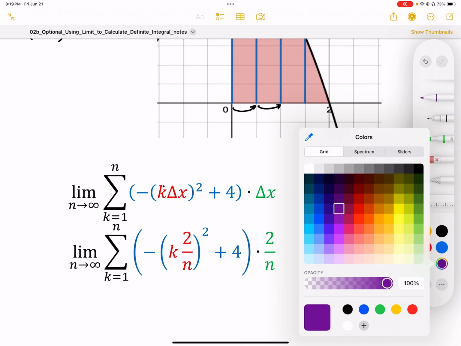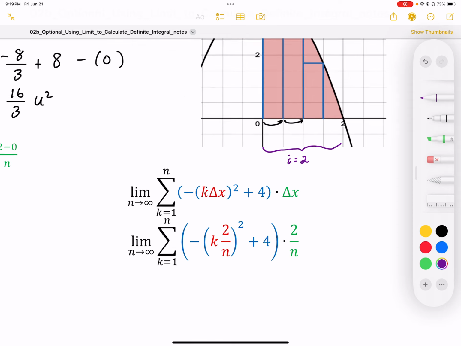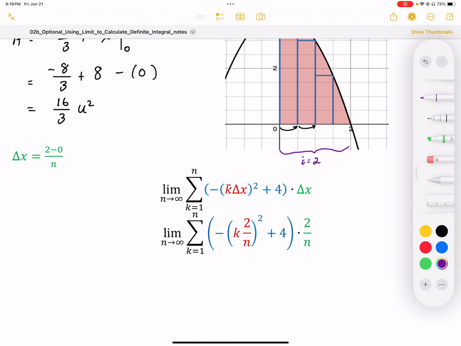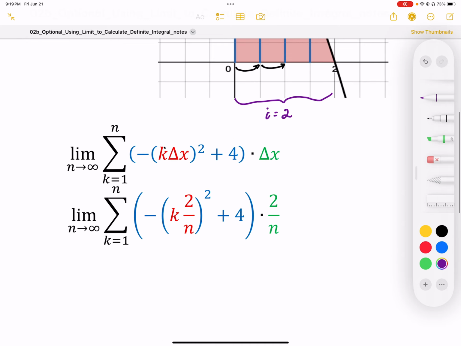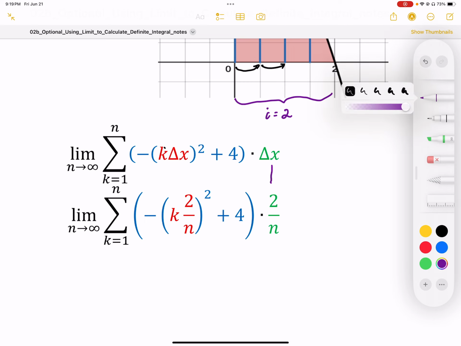For that, I need my interval. My interval width is going to be 2. So that's my interval width, and so my delta x is going to be the interval width divided by n. So delta x is equal to 2 over n. So that's what we have here. I've shown my delta x going to 2 over n, the interval width divided by however many divisions I have.